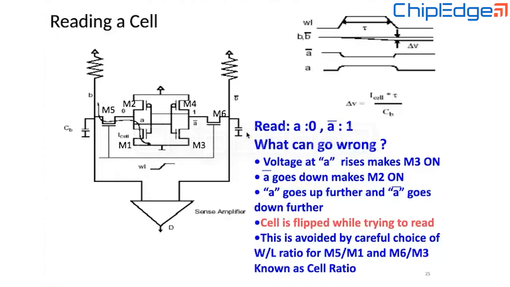It should not happen that bit bar also starts discharging so much that the sense amplifier gets confused, because the sense amplifier is designed to read one of these bit lines going low and the other should stay as it is, or maybe up to the tolerance limit of the sense amplifier based on the design of the sense amplifier.